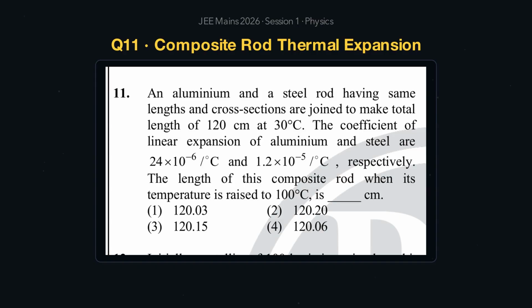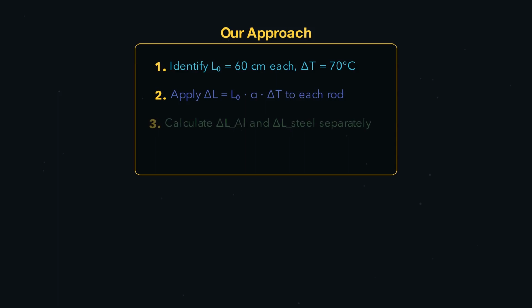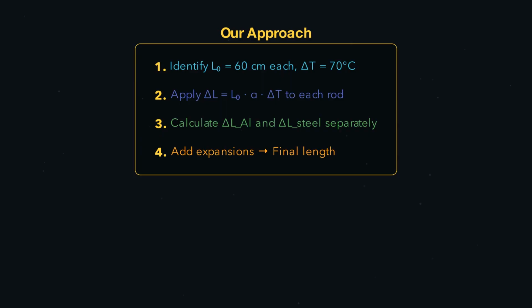Two different metals, joined as one rod. When heat is applied, what happens? Here's our approach. We have aluminium and steel rods of equal lengths joined end to end, 60 centimeters each, for a total of 120. First, we'll find how much temperature changes.